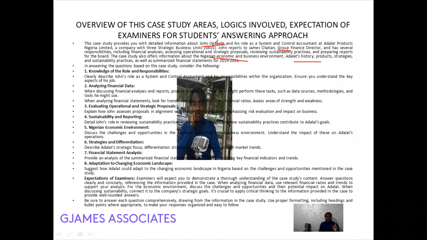Having said that, in answering whatsoever question that will come out, even though these are some of the proposed areas that we've looked at, your knowledge of the role and responsibility of John is important. Don't forget, we dealt with it. Analyzing the financial data, which we just finished on, is important. Evaluate operational and strategic proposals for the business unit, which we dealt with in part 1 of this video.